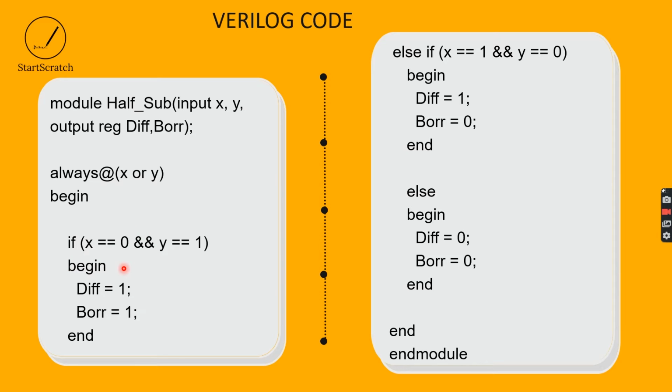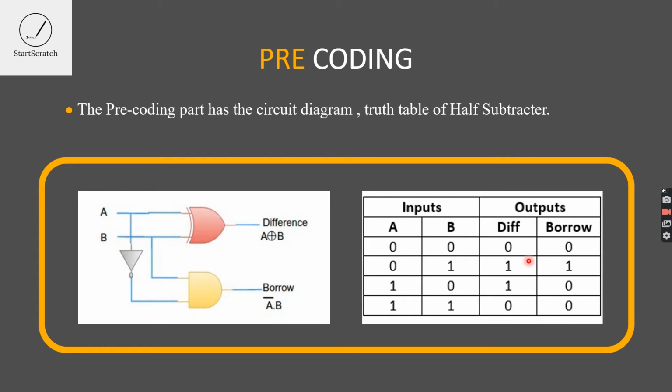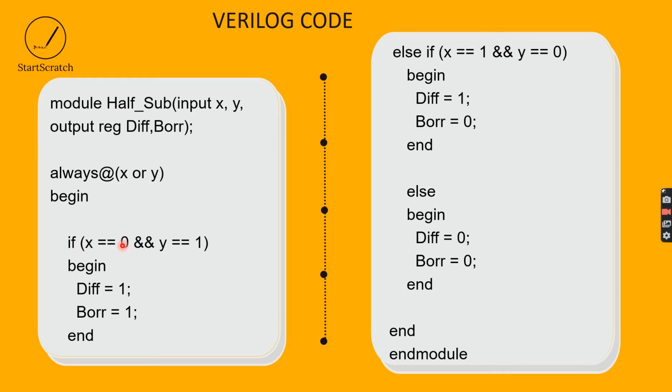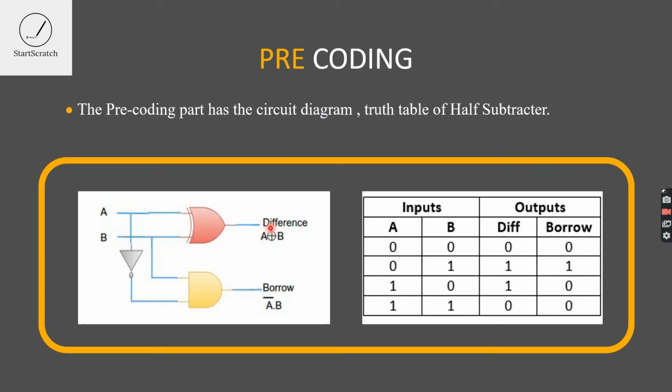Now in the if and else if statements, I used these two conditions, which repeat only once, that is 0, 1 and 1, 0. And the other case, that is else, we will be getting output as 0, 0. That is the case for 0, 0 and 1, 1.